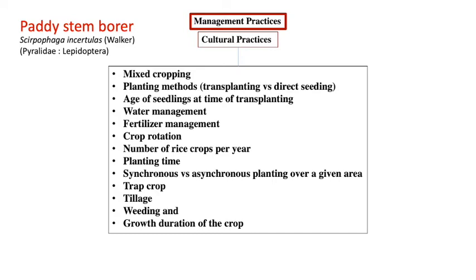In management practices, first of all, we would like to discuss cultural practices. Cultural methods to control insects involve crop production practices that have a dual purpose of crop production and insect suppression. Farmers have developed these practices through many years of trial and error, and these practices have been handed down through generations.